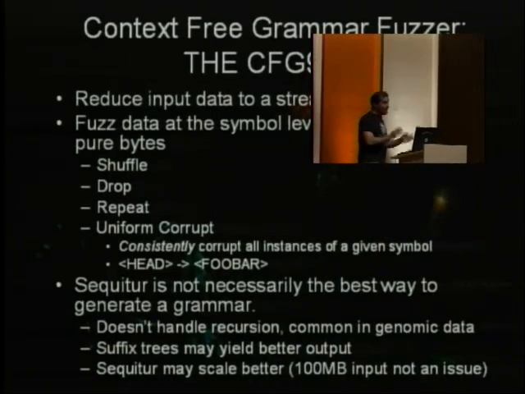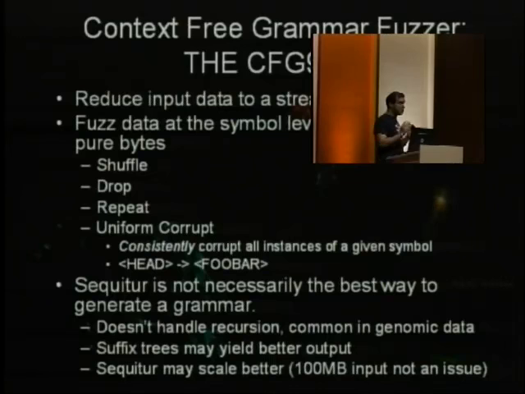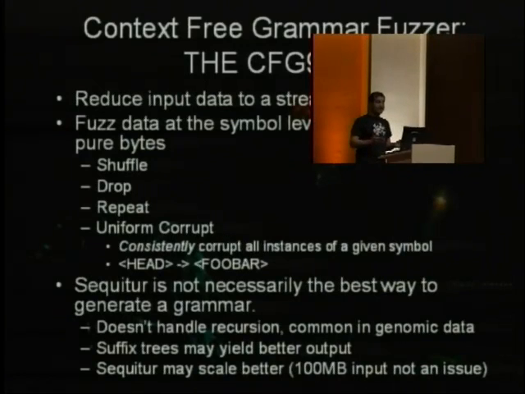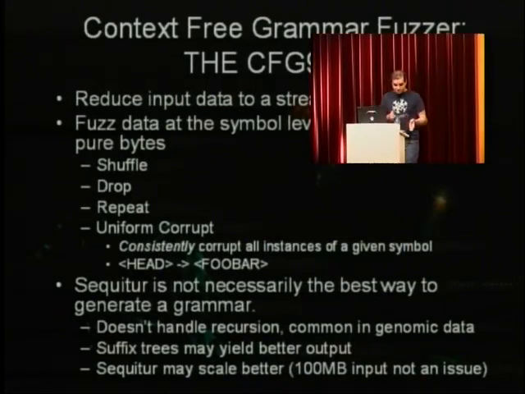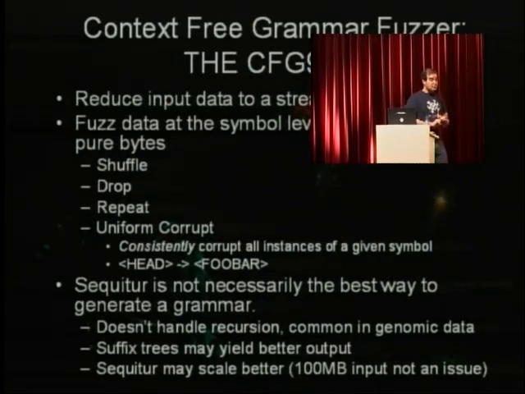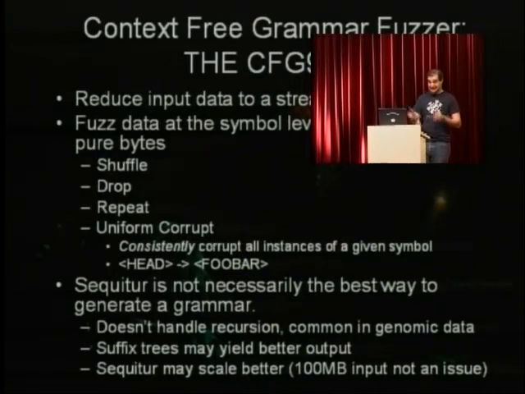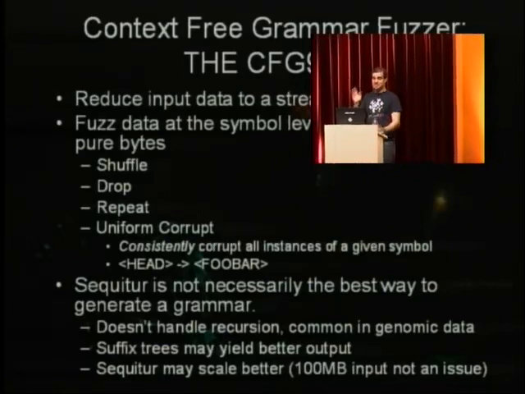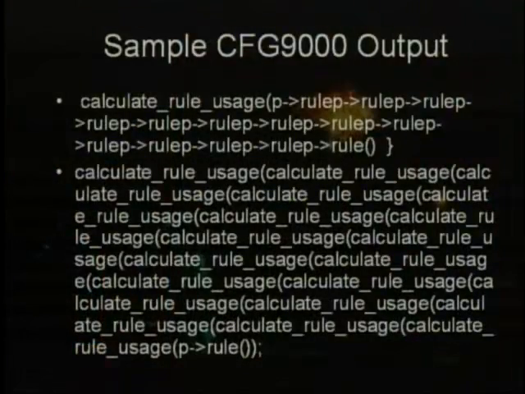Now, Sequitur is not necessarily the best way to generate a grammar. It doesn't handle recursion, which, by the way, is hugely used in bioinformatics. And the genome is, now that's a language, dear God. There's another approach called suffix trees that may yield better output, but Sequitur scales, a lot. Everything else is not linear. Sequitur will take gigs and just sort of take up all your memory. So some sample output. I had Sequitur fuzz itself, and so calculate rule usage.